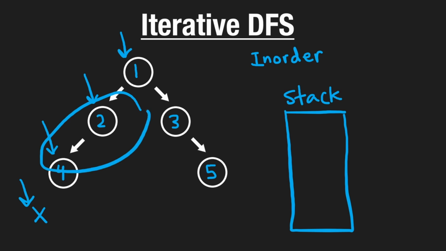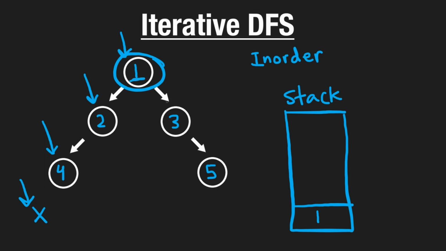So we're going to save this guy. We're going to save it on the stack. So we're going to push 1 onto the stack. Well, not literally the value 1, but the node that contains the value 1. But I'm just drawing 1 for simplicity here. Normally we would add the tree node to the stack or a pointer to the tree node.